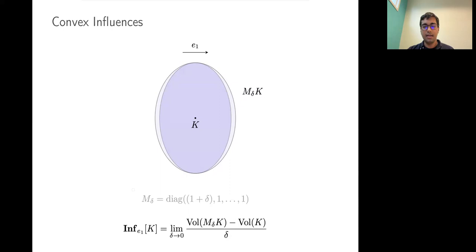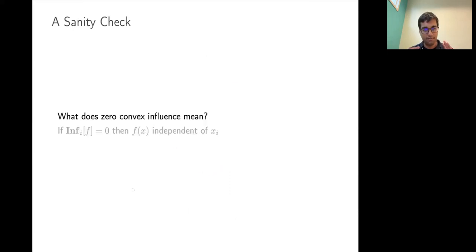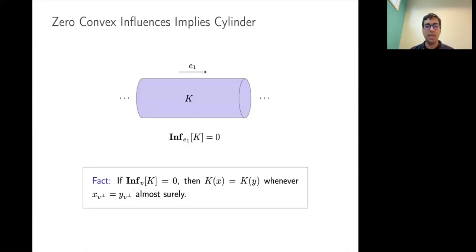So here's a really simple, first question to ask about this notion of influence. Well, in the Boolean setting, if the influence of the coordinate is 0, then the function is independent of that coordinate. Like flipping that coordinate never changes the value of the function. So does something similar hold over here? And you can indeed show that this is the case. So if you have influence 0 for some direction, then the membership in the set K does not depend on that direction at all, right? And proving this is actually non-trivial.